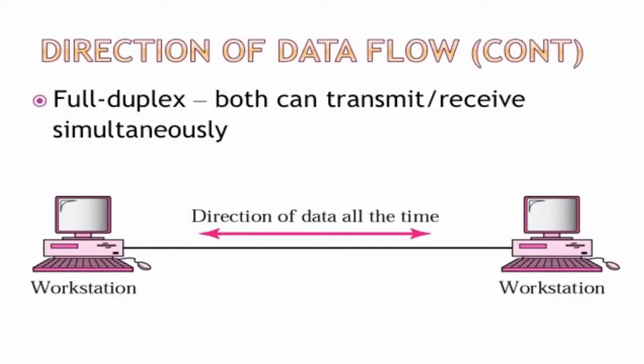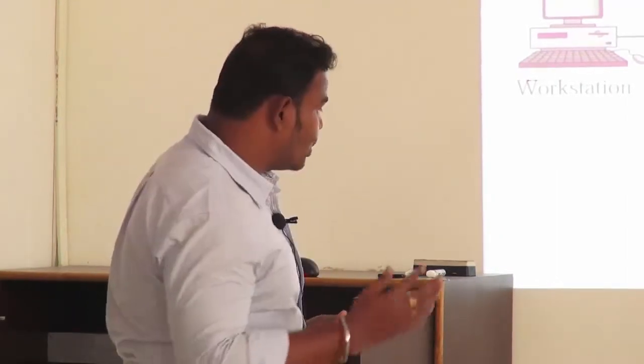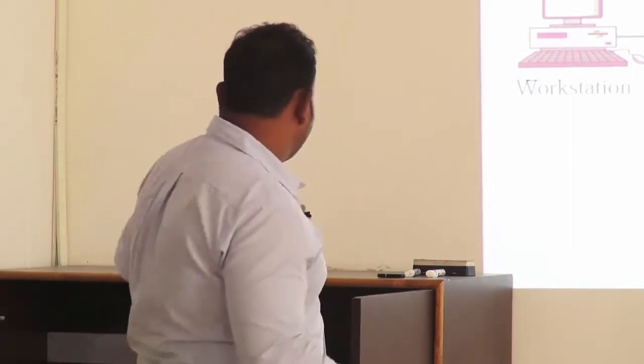Then the third type of data flow is known as full duplex transmission. What is full duplex? Here the data flow is bidirectional, and simultaneously both can send the data as well as receive the data. So there are three types of data flow: simplex, half duplex, and full duplex.